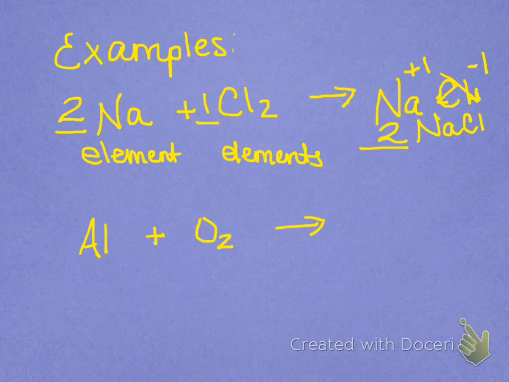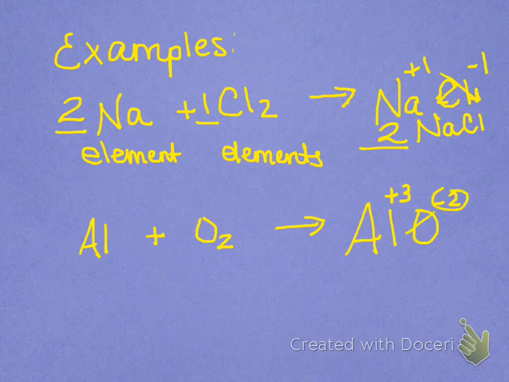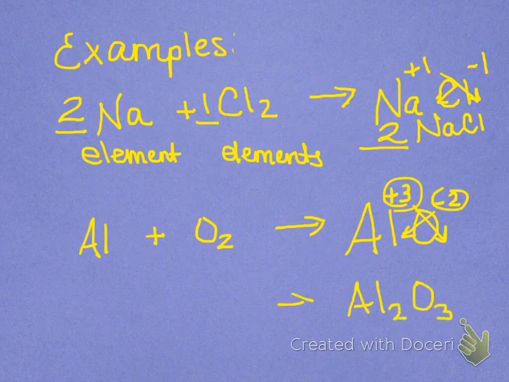Let's look at another example, aluminum and oxygen. When these two combine, we know we're going to form a compound of Al and O. We're going to combine those two elements, but we have to think about charges. So if you look at your periodic table, aluminum is in group 13. It's got a +3 charge. Oxygen is in group 16. It's got a -2 charge. So if I crisscross these, I get Al2O3. So my reaction is aluminum plus oxygen reacts to form aluminum oxide.